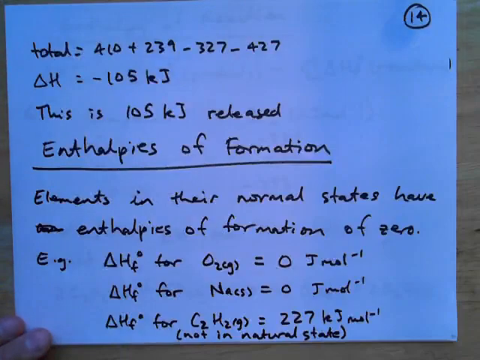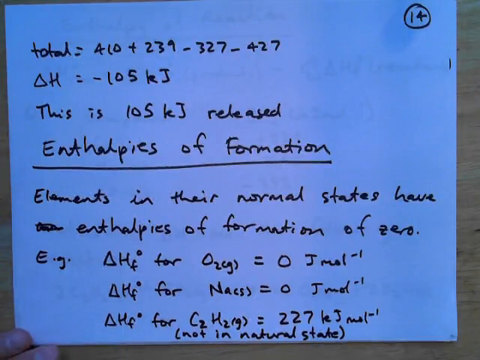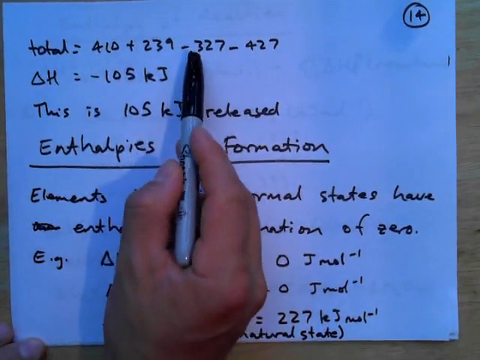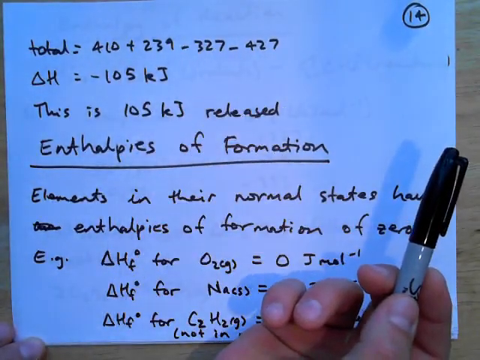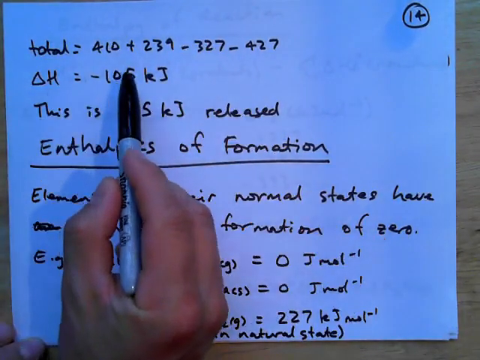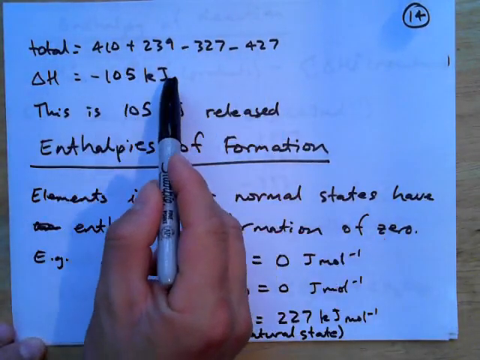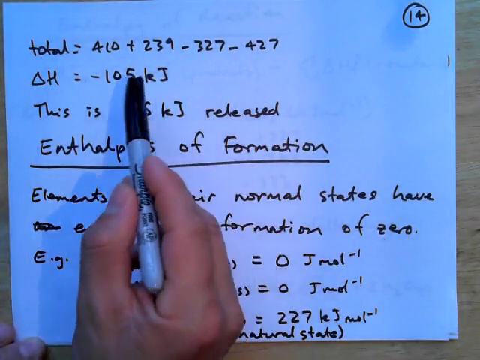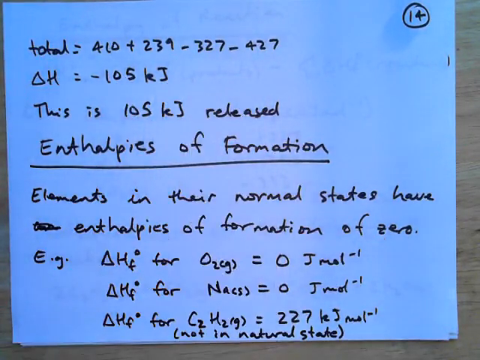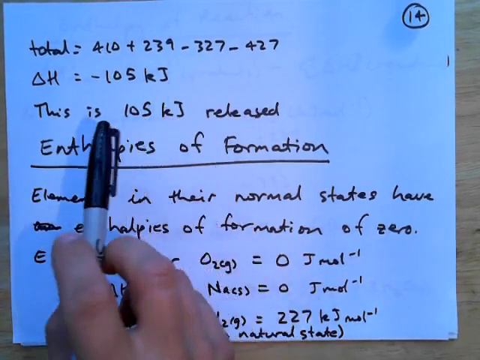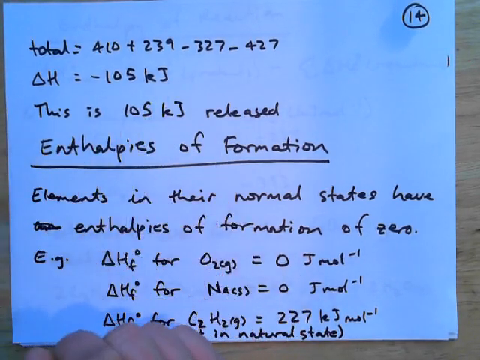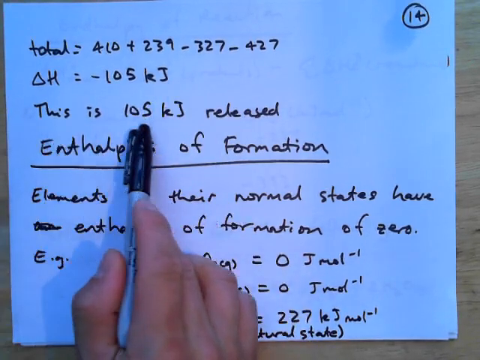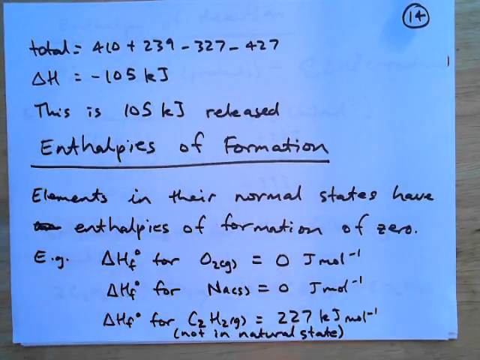So you add the energy that had to go into it, and you subtract the energy that had to go out of it, basically. And so then you get a delta H, which is minus 105 kilojoules per mole. Or sorry, just kilojoules. This is an exothermic reaction because it has released the heat. The original question said how much heat is released, and that would be 105 kilojoules is released.